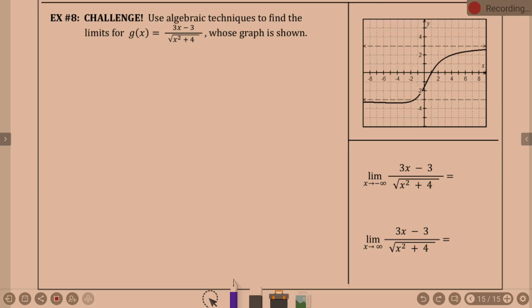I'm going to look at positive infinity first. I'm going to look at the limit as x approaches positive infinity of 3x minus 3 divided by the square root of x squared plus 4. Now, we go back to what we did on, was it the previous page? Yes.